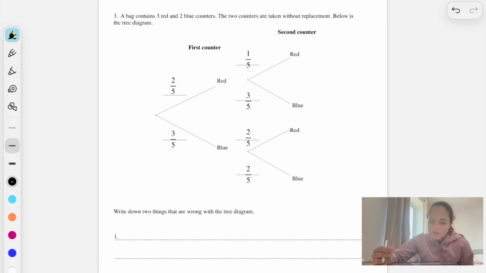This next question here, we have a bag contains 3 red and 2 blue counters. 2 counters are taken without replacement, and below is the tree diagram. We need to find 2 things that are wrong with the tree diagram. So when I see these questions, the first thing I do is I look at the branches.